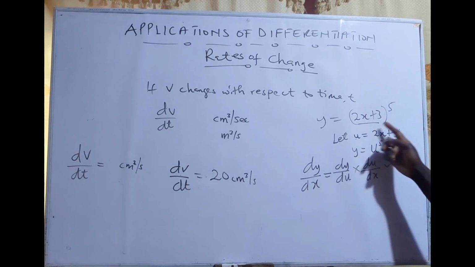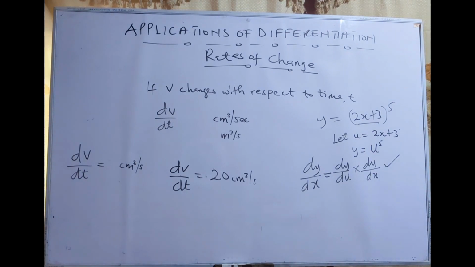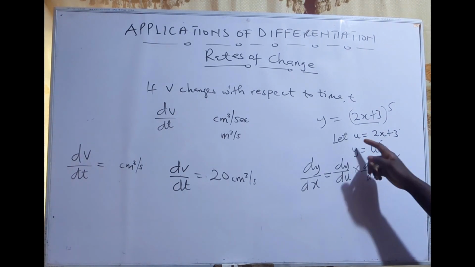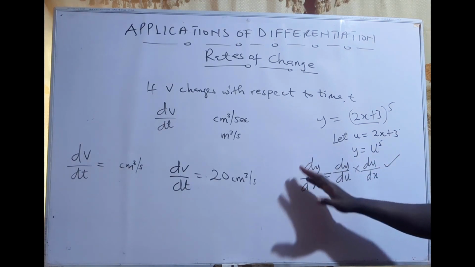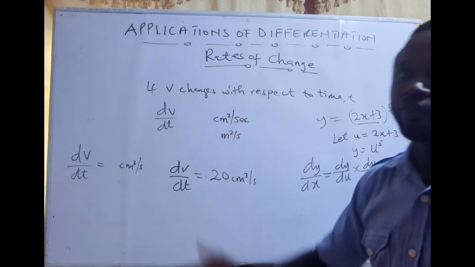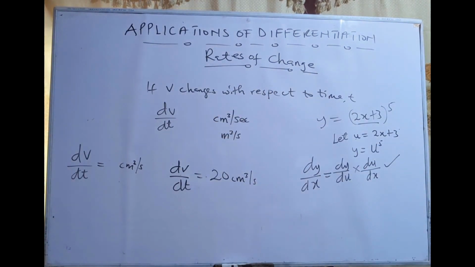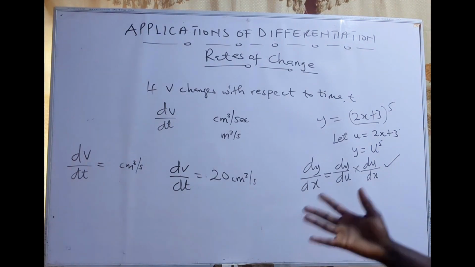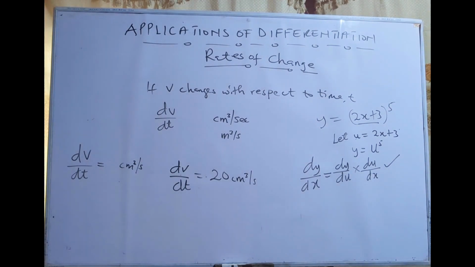The differentiation of u with respect to x, and multiply by dy with respect to u. This is the chain rule approach that we are going to apply in solving questions where the rate of change is with respect to time. So let's look at a few questions and then we will know how to do it.